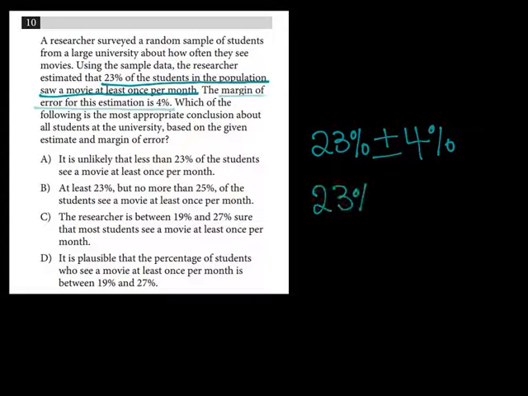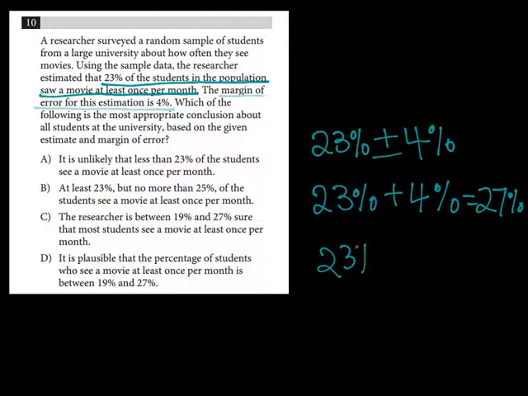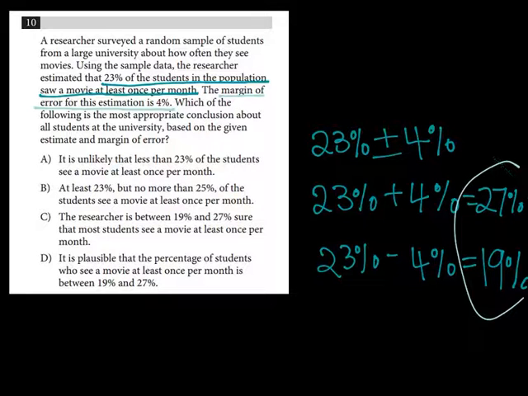So let's do 23% plus 4% is obviously 27%, and 23% minus 4% is 19%. So, looking at the options, we see that option D, it is plausible that the percentage of students who see a movie at least once per month is between 19 and 27, and those fit with our results. So our answer is D.